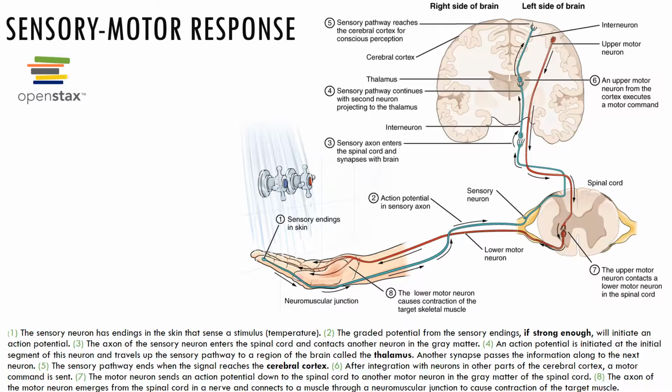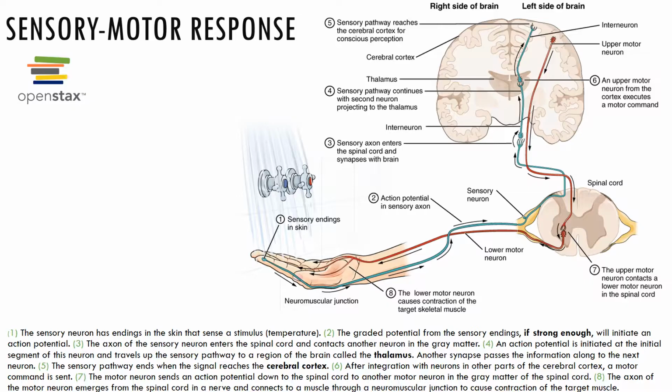The axon of the sensory neuron then enters the spinal cord and may contact another neuron in the gray matter. The action potential is initiated at the initial segment of the neuron and travels up the sensory pathway to a region of the brain called the thalamus. Almost all sensory neurons must go through the thalamus on their way up to higher brain centers, with the exception of olfaction, or your sense of smell.